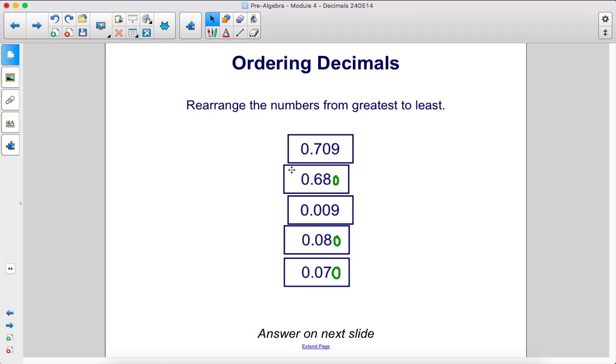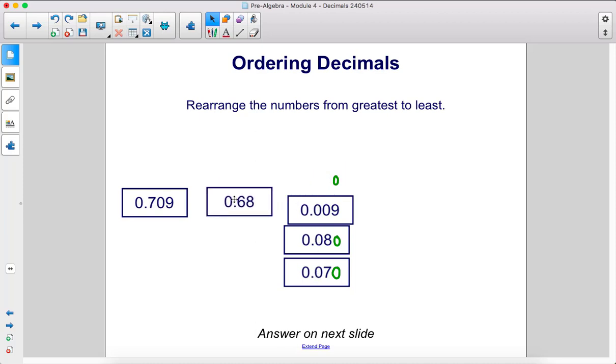They're the same. So we move on to the tenths. Here, the largest number is this 7. So since we're arranging from greatest to least, I move this over here. Now we have in the tenths spot a 6. So this one's going to go here. All right. Now we have all zeros, so we move to the next column.